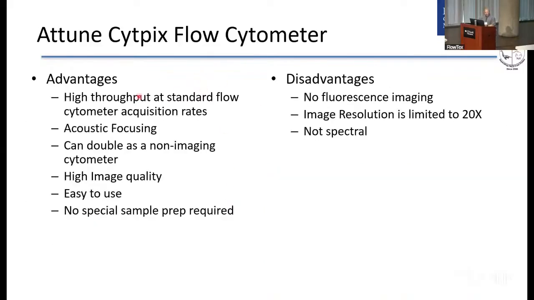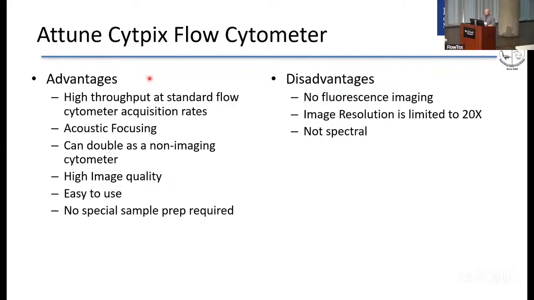So here are some advantages and disadvantages of the Cypix. I want to highlight this, again, using the ImageStream as a comparison. The advantages are that it has high throughput at your standard flow cytometry rates. You're running at the same rate that you'd run on any other cytometer. It has acoustic focusing. You can use it as a non-imaging cytometer if you really want. It has really high image quality, which you'll see in a few slides.